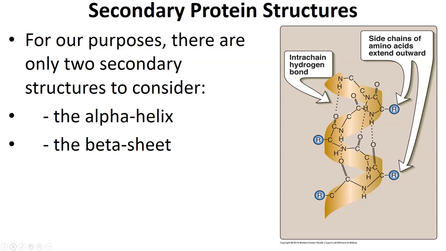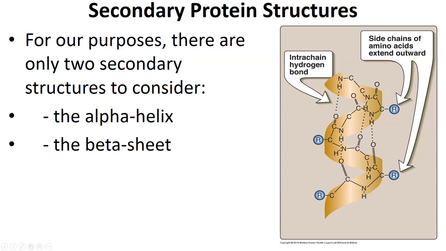Now we have our secondary protein structure. So primary is just the sequence of amino acids. For the secondary protein structures, we're only going to consider two. Actually, the textbook includes 3 different types of secondary structures and one that sort of fits into it. But these are the 2 big ones, and so these are the 2 that I want you to know. These are the 2 that I feel are fair game for a board exam.